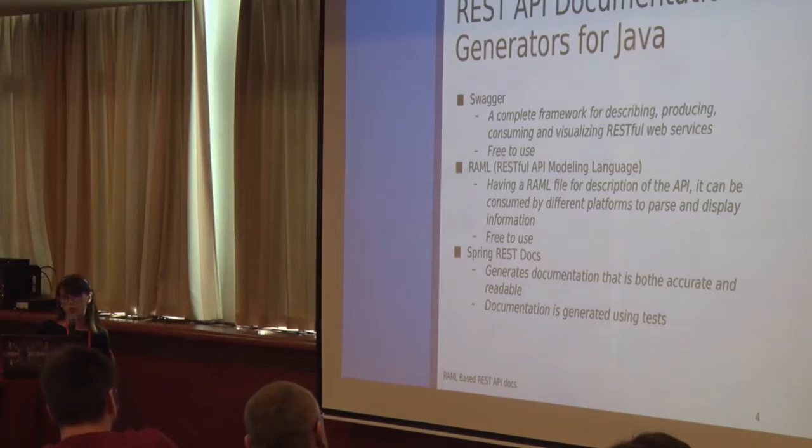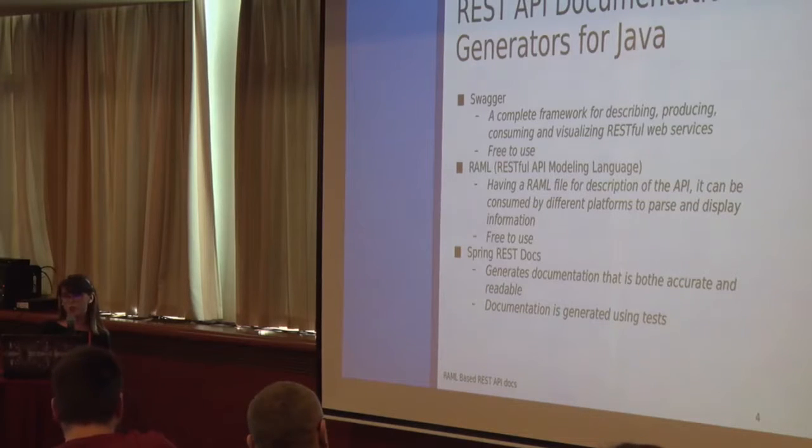So there is a combination of RAML and Spring REST docs that met our needs. RAML is also free to use. It is not a generator. It is a format of some documentation that can be used with several tools, and then it can be consumed by other platforms to just parse and display information. And when it is combined with Spring REST docs, you get just what you need.